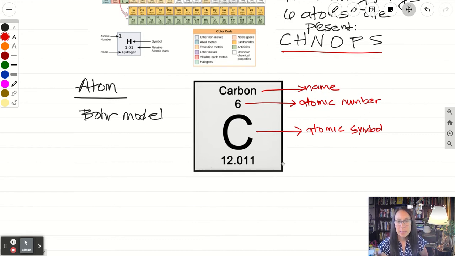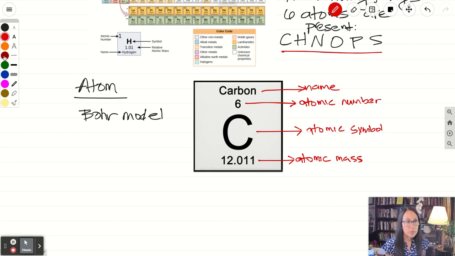And then down here we have another number, which is usually not a whole number. So it's going to have a decimal, and this is called the atomic weight or atomic mass. That is the information that's given to you in the periodic table if you look at each individual element. So what I want to point out before I draw the Bohr model is that this atomic number tells you how many subatomic particles you have in an atom.